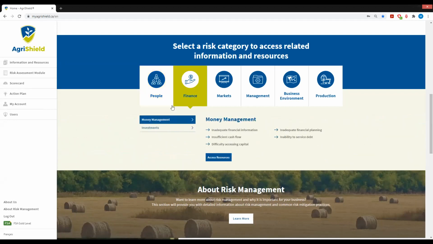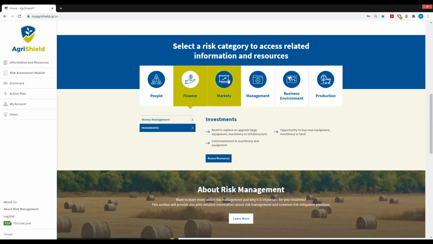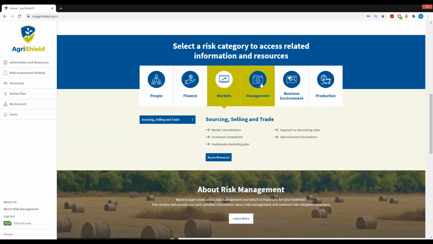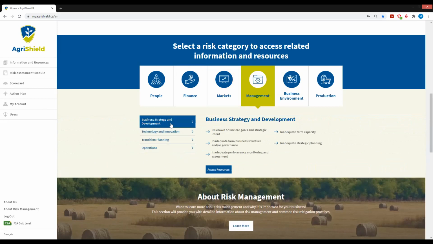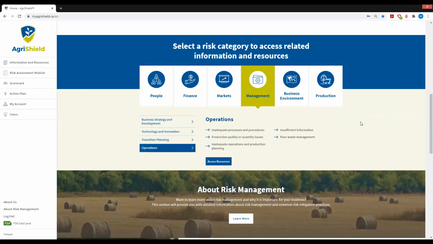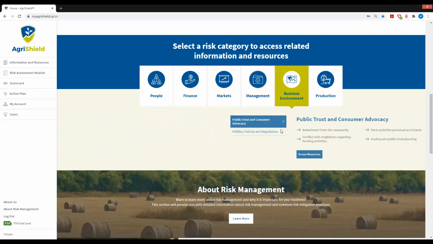And each one of the risk families has multiple categories underneath it. So if we're looking at the finance family, we have categories like money management and investments. For markets, we have sourcing, selling, and trade. For management, we have business strategy and development, technology and innovation, transition planning, and operations. So all of these, once again, have different risk situations associated to them that need to be considered and assessed in order to then decide which ones are more important for your farm.